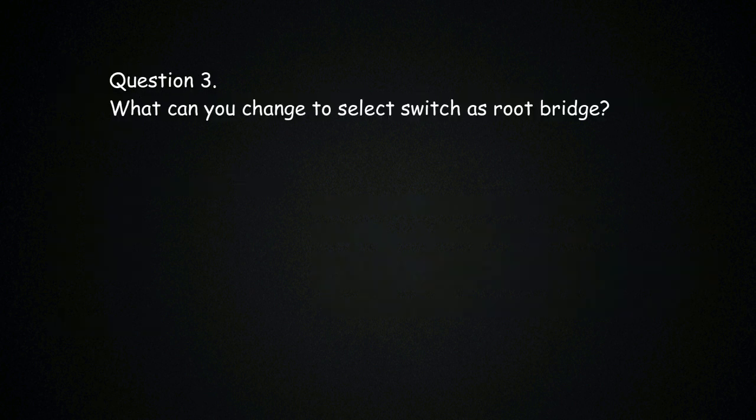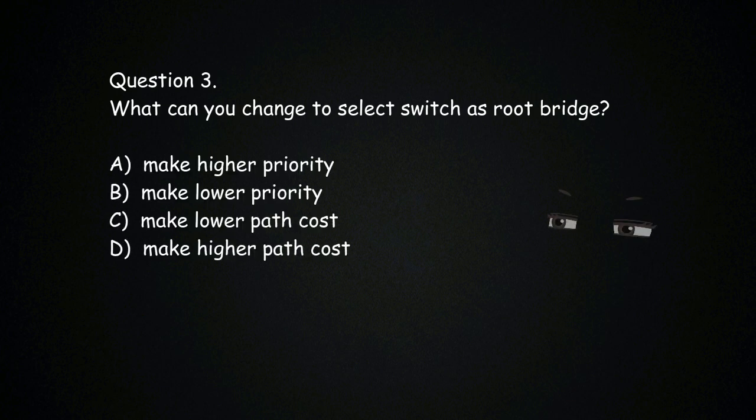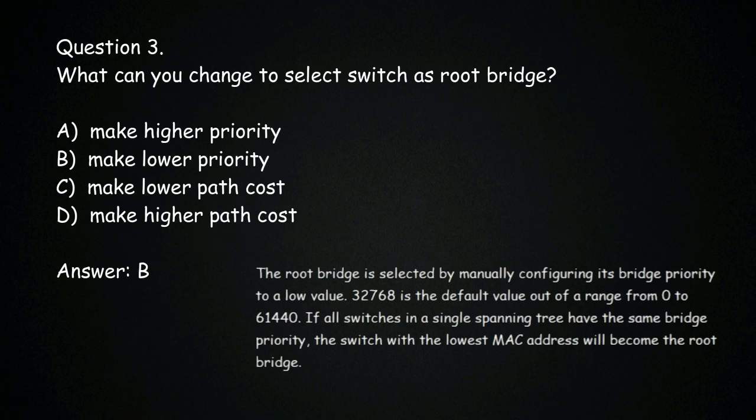Question 3. What can you change to select a switch as root bridge? Options. Answer is B. Make lower priority. The root bridge is selected by manually configuring its bridge priority to a low value. 32768 is the default value out of a range from 0 to 61440. If all switches in a single spanning tree have the same bridge priority, the switch with the lowest MAC address will become the root bridge.